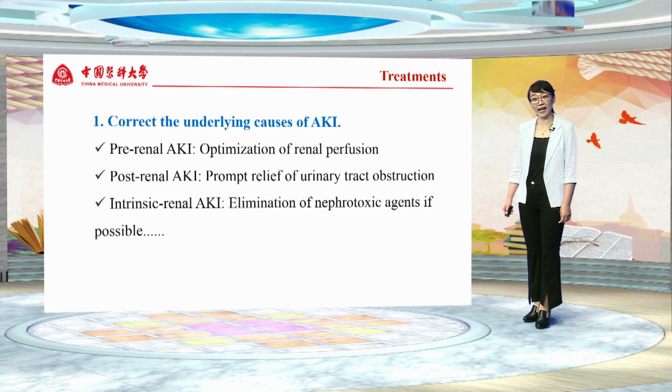For pre-renal AKI, optimization of renal perfusion should be made by intravenous fluid or blood product transfusion. For post-renal AKI, prompt relief of urinary tract obstruction is very important. For intrinsic renal AKI, elimination of nephrotoxic agents if possible, and other etiological treatment.